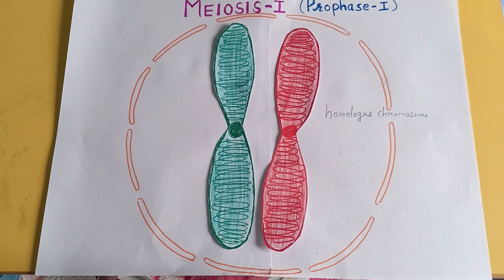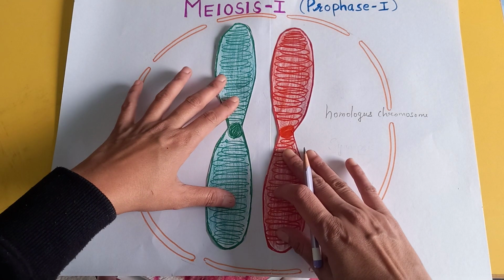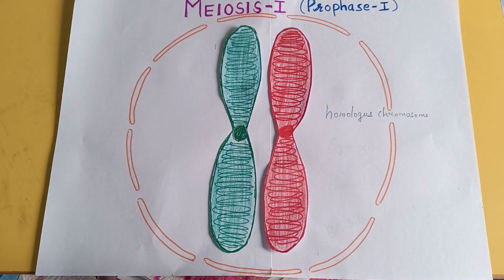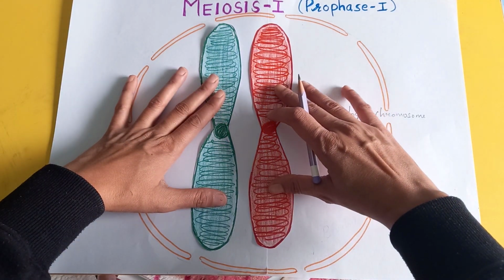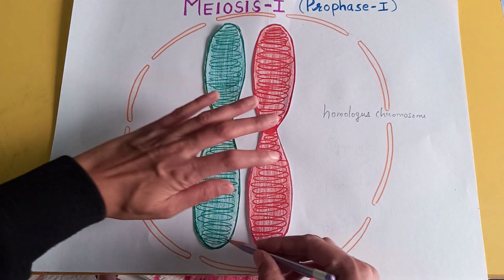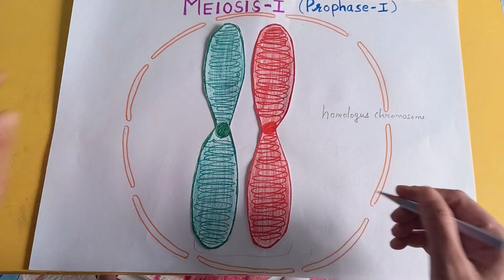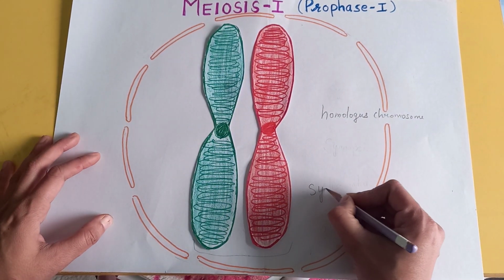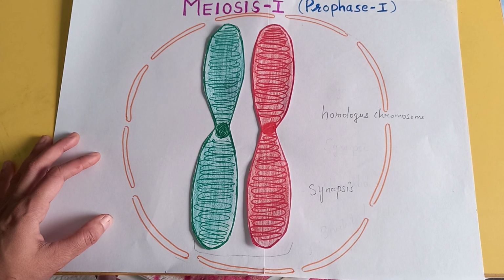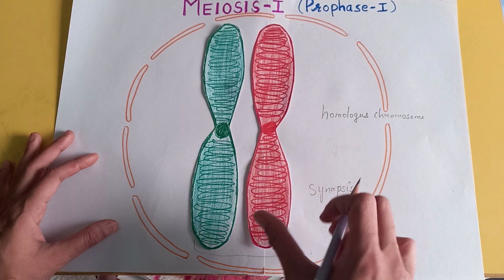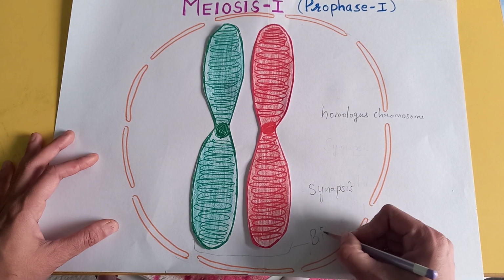So after condensation of chromosomes, the pairing of homologous chromosomes will take place. How many such pairs will be formed in a human cell? 23. So this is one pair of chromosomes, one from father, one from mother, and it forms a pair. This pairing process is known as synapsis, the pairing of homologous chromosomes. And this pair, which has now become a couple, is termed a bivalent.